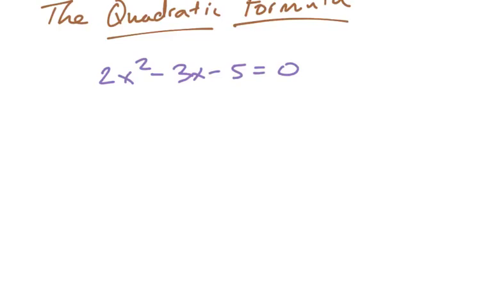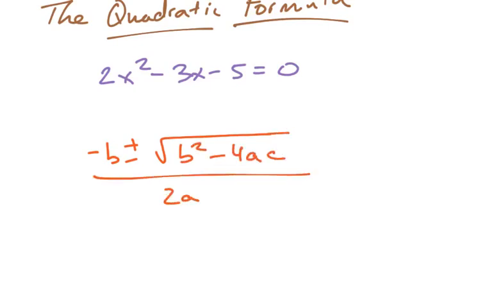So the quadratic formula is negative b plus or minus the square root of b squared minus 4ac, all over 2a, given something in the format of ax squared plus bx plus c equals 0. So what you can see here is that a goes with 2, negative 3 goes with b, and negative 5 goes with c. And all we have to do is substitute in these values and it will produce the results.